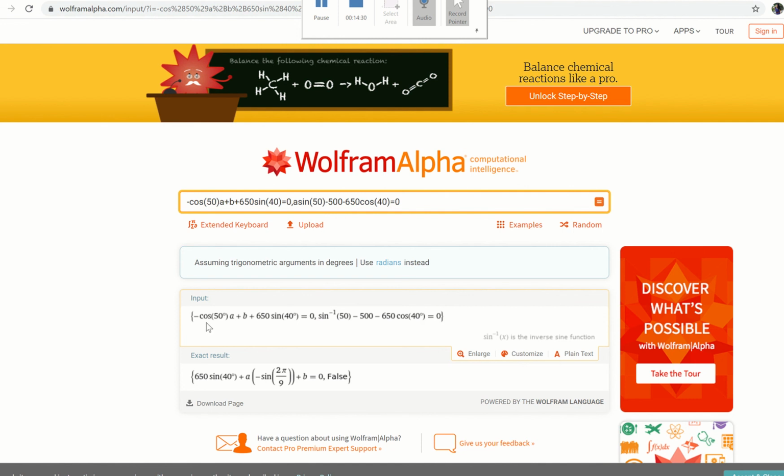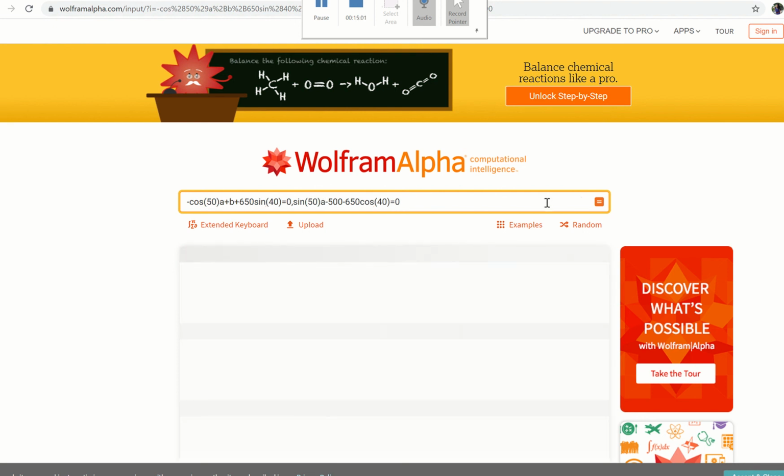Now let's look at this input. Is this what I wanted? Cosine 50 degree, that's good, because I don't want to use radians. I want to use 50 degree. A plus B, 650 times sine 40, and then you realize this is wrong. They consider A times sine as inverse sine. So I'm glad we're looking at it here. To fix that, I can quickly switch the position, then the minus 500. The rest is the same, and then click on that.